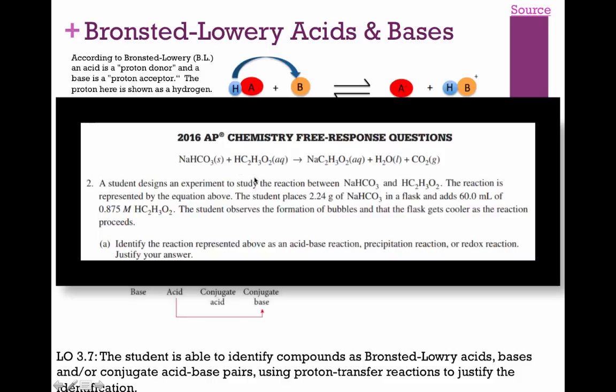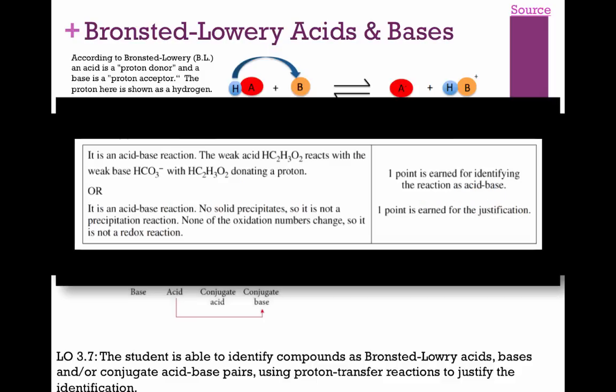Now here's a way that you can tell. This is acetic acid. If you look from the left to the right, this HC2H3O2 loses an H. And notice this isn't an ionic equation. Tsk, AP. But this H comes over to this HCO3-. And if you remember, I told you whenever you form H2CO3, it's unstable and it breaks down into H2O and CO2. So this is an acid-base reaction.